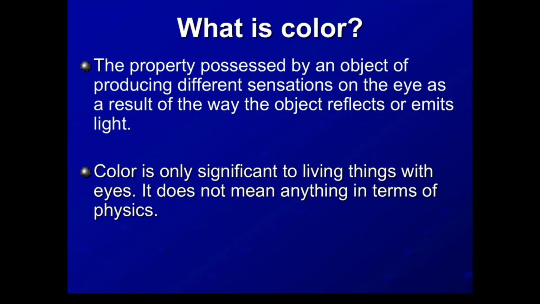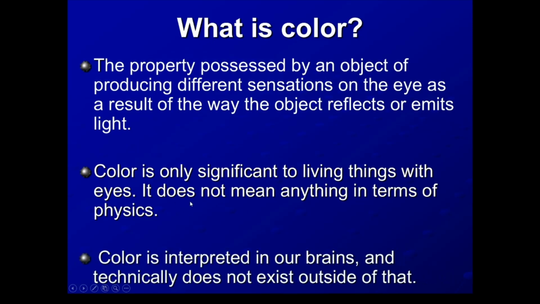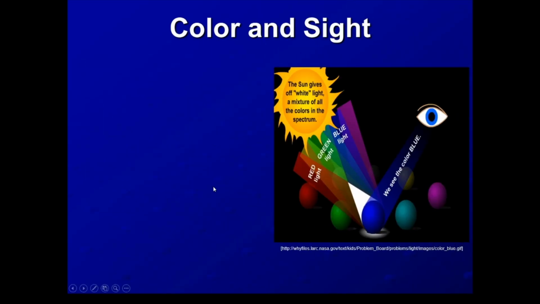So for things that can't see color, color doesn't matter, right? So if you were to ask a blind person, if they're blind from birth, how they perceive things, they don't perceive anything in color, obviously. So for the human mind, basically, color doesn't really exist outside of that. Color is interpreted in our brains and technically does not exist outside of that. So just to emphasize that one more time. But that's not to say that it's not useful.